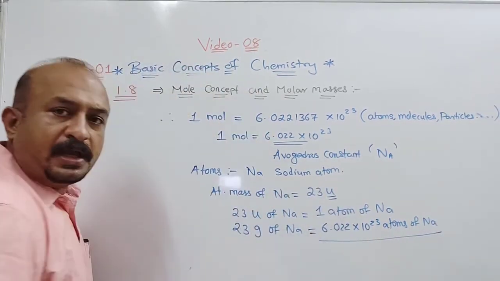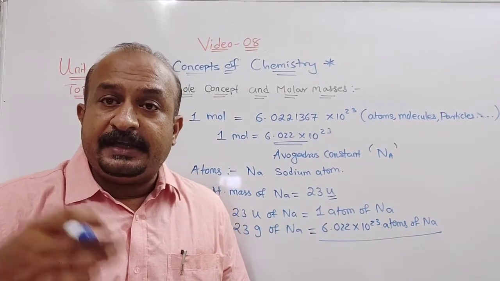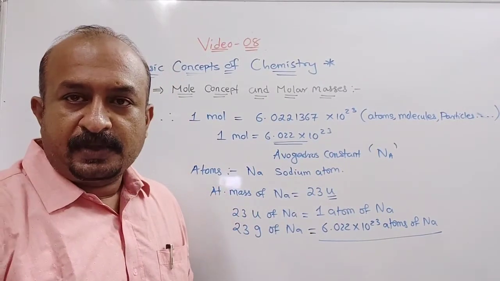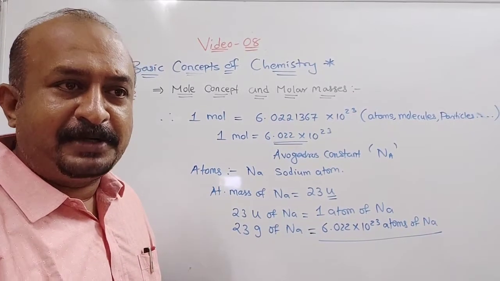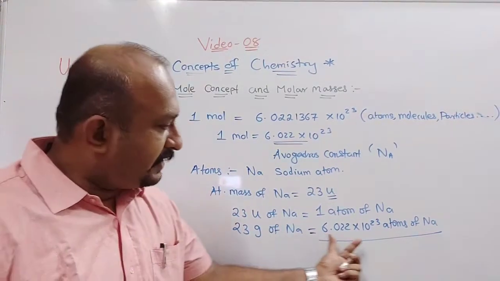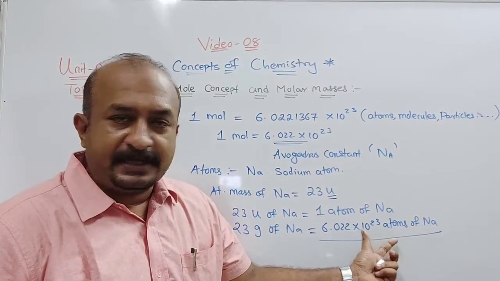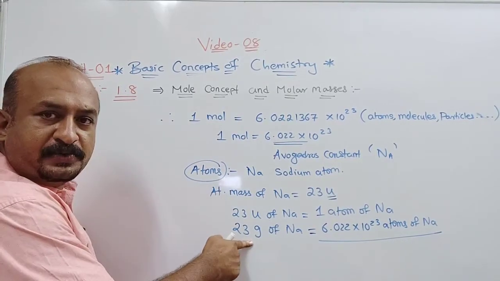Just imagine how big the number is. 10 raised to 23 means what? With 1 there are 23 zeros. Clear? Your brain will stop working if you think of this. But better you remember this number. That is easy for you. So 23 grams of sodium contains how many atoms? This many atoms. So this I was talking about what? Atoms, and I took their atomic mass.